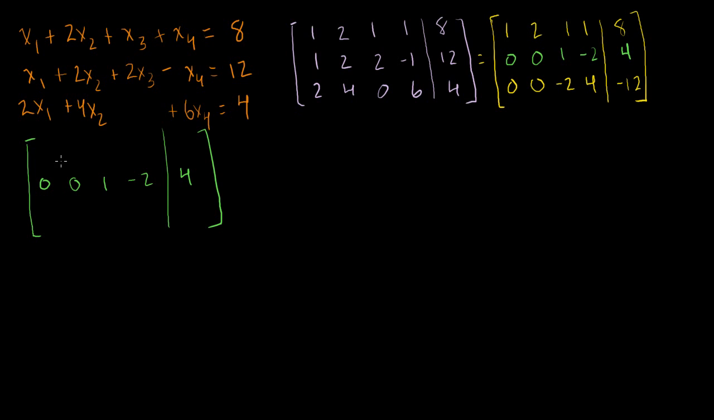So 1 minus 0 is 1. 2 minus 0 is 2. 1 minus 1 is 0. 1 minus minus 2, that's 1 plus 2, which is 3. And then 8 minus 4 is 4. There you go.